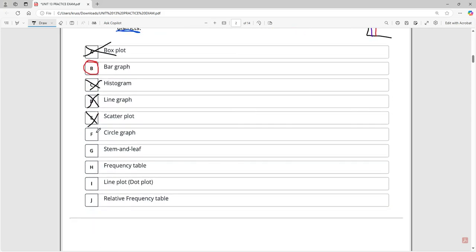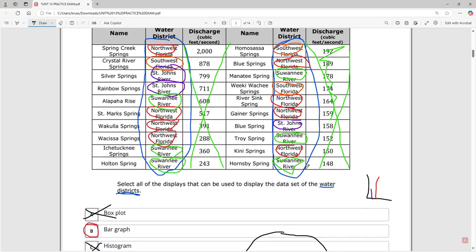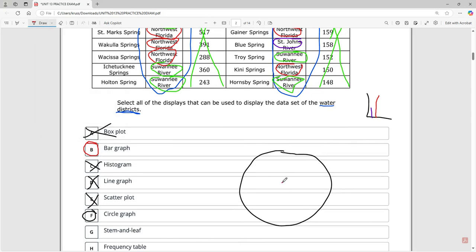A circle graph. Yeah, we sure could use a circle graph, or a pie chart. There's 20 in total, and Northwest Florida was 8 of the 20. So 8 over 20, well, I should be able to do this in my head, but I'm not gonna. That's 40%. So 40% is just a little bit less than 50%. It's like that. So this would be Northwest Florida, and so on and so forth.